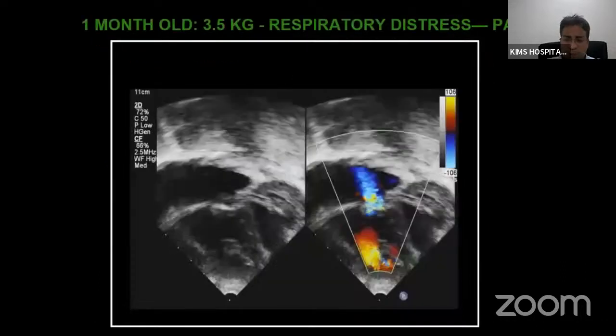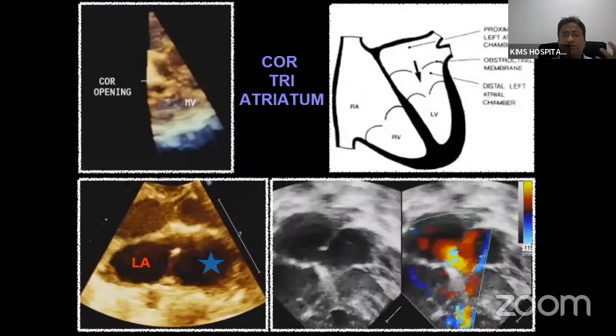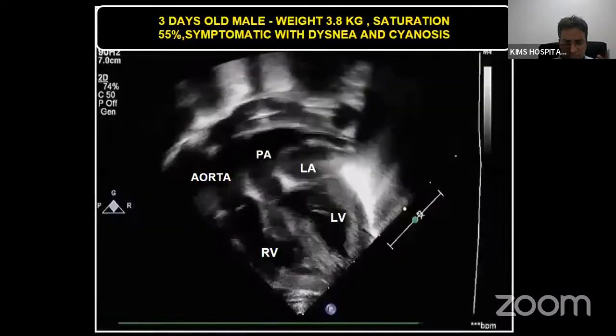Now this is one patient where severe TR is there and severe PH was found to be TAPVC. Okay, this is not for you.